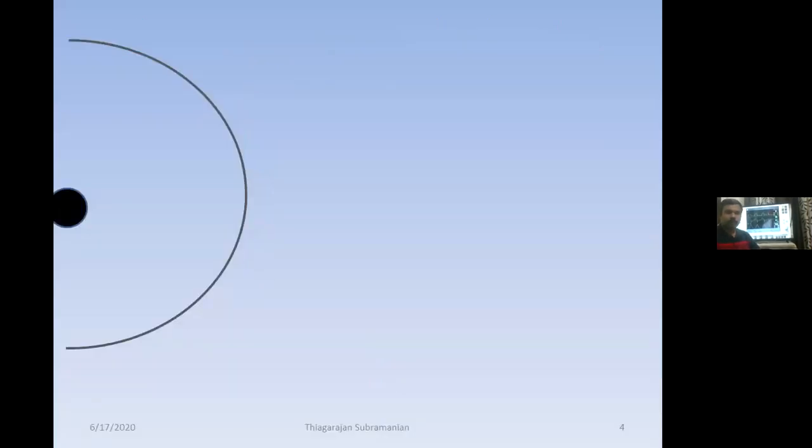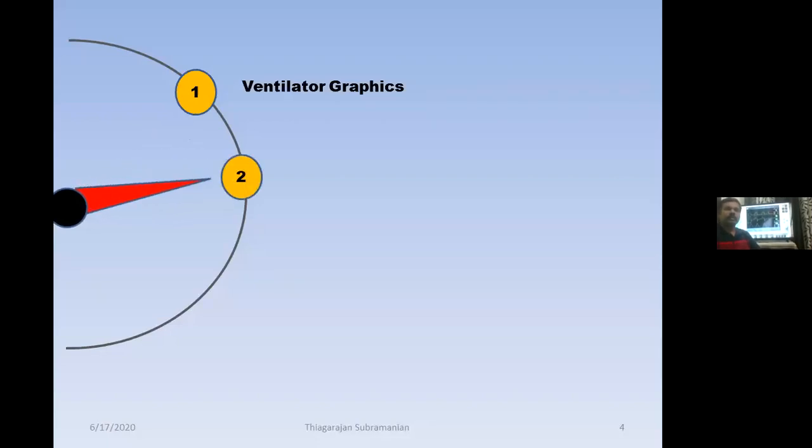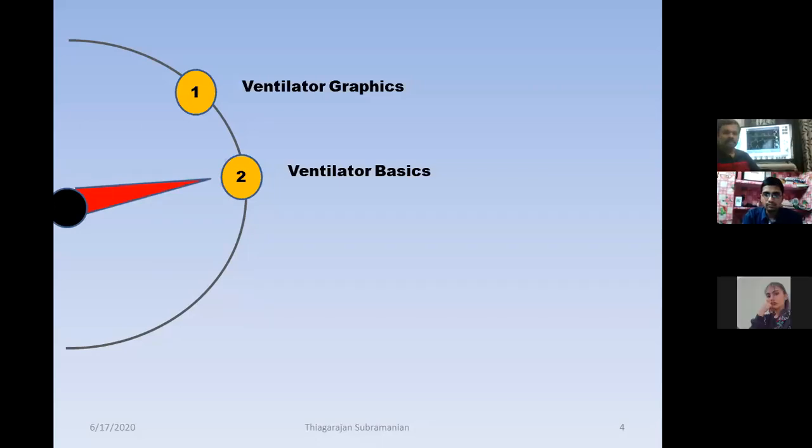Yeah, I just want to focus on a few important points in today's session. One is that we have to talk about ventilator graphics, and next we can go to the specific point of the basics of the ventilator, because I want to make it clear, since many students are here, and some research scholars also.